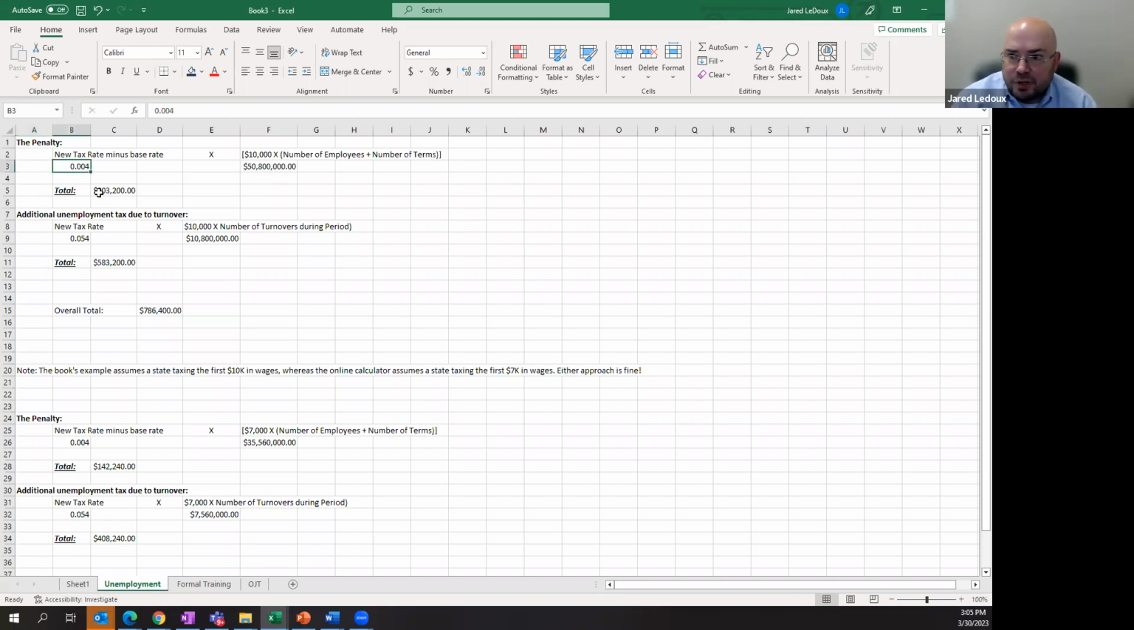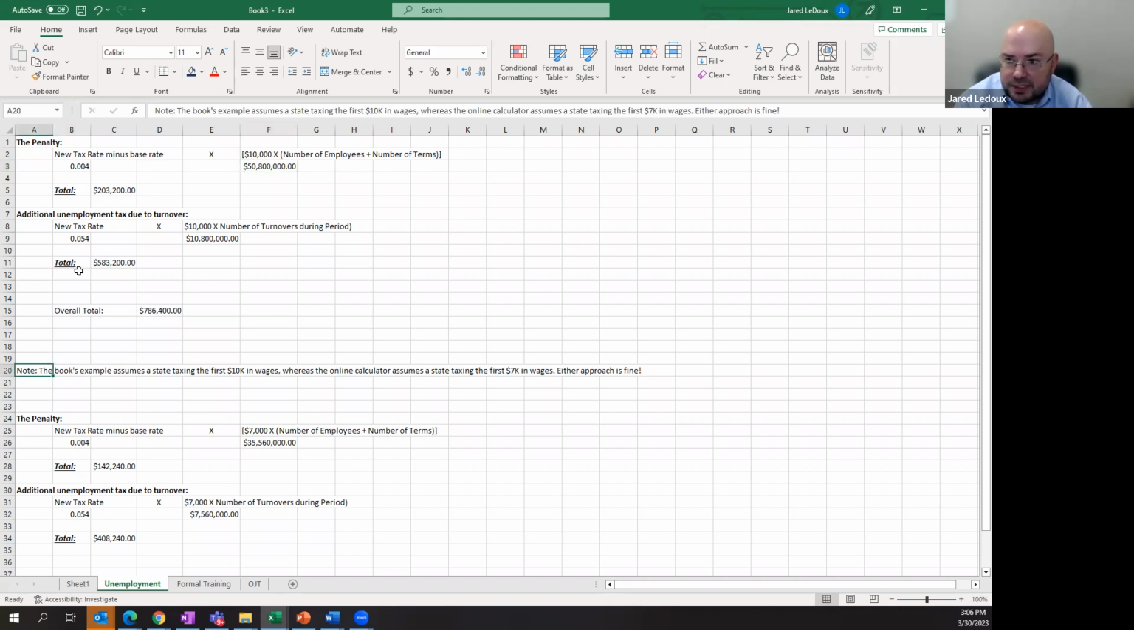Again, when you're looking at a decimal, that's 0.004, whenever you're doing a calculation on your calculator or Excel. And so the difference is 0.004. That's 0.4 of 1%, right? 5.4 minus 5.0 is 0.4%. And so you're taking that difference and you're multiplying it.